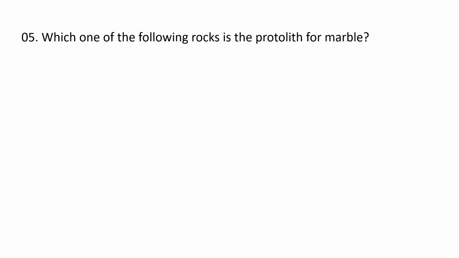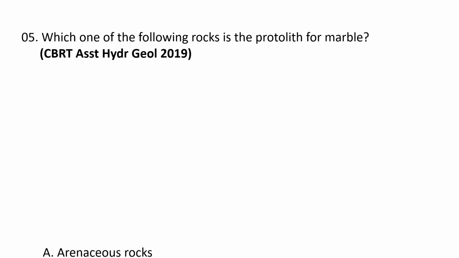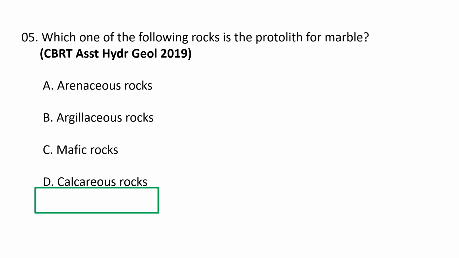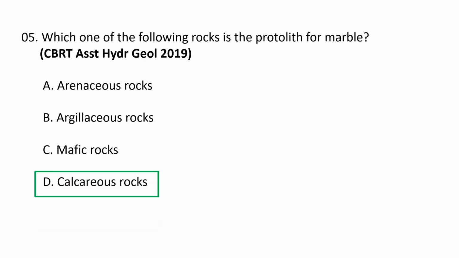Next question. Which one of the following rocks is the protolith for marble? A. Arenaceous rocks. B. Argillaceous rocks. C. Mafic rocks. D. Calcareous rocks. So the protolith for marble is calcareous rocks, either limestone or dolostone, which most commonly turn into marble as metamorphic rocks. Quartzo-feldspathic protoliths such as granite, rhyolite and arkose consist mostly of quartz and feldspar. But here the protolith for marble is a calcareous rock. D is the correct option.